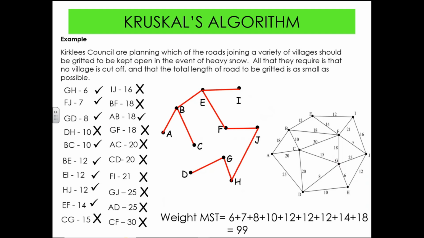This one says they decide that the road between Golka and Honley, so it's implied in the question that's between G and H, that's this one, is too steep to be worth gritting. So you're going to take out GH. It asks you what effect does this have on the minimum spanning tree? Any thoughts on that one?